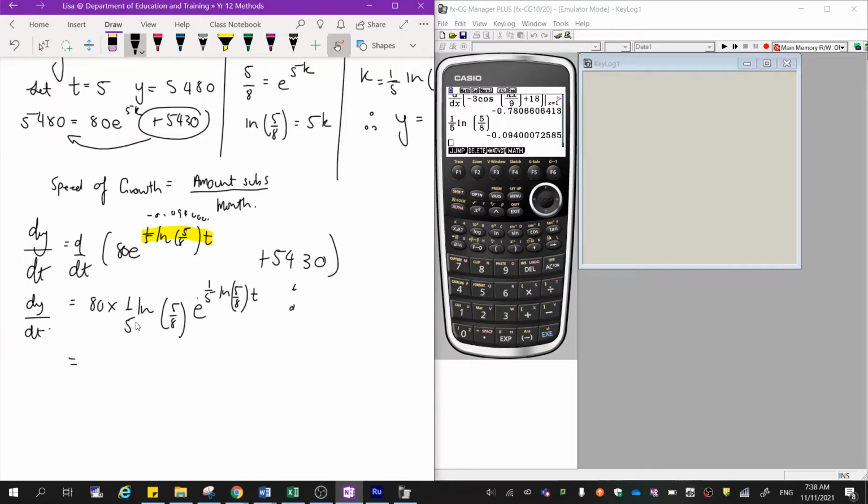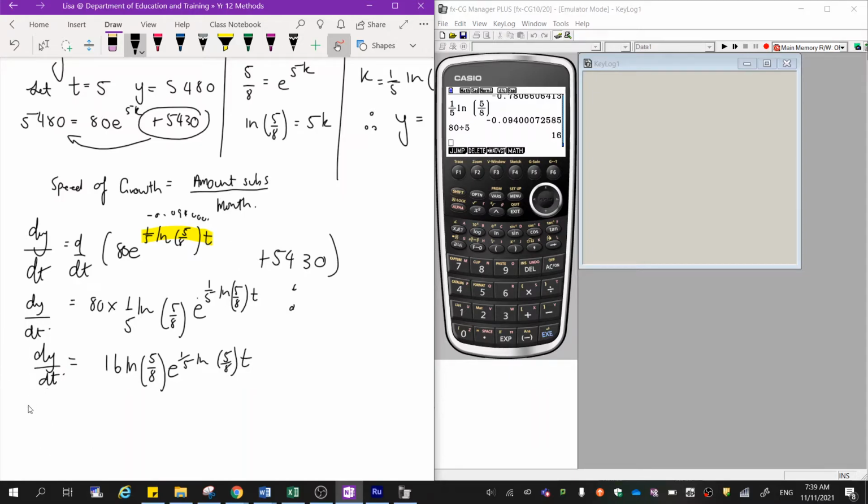Now the 80 can be cancelled out with the 5. So if I do 80 divided by 5, or I could have done that in my head, it's going to be 16. So 16 ln 5 over 8 e to the power of 1 over 5 ln 5 over 8 t. Now, while we're here, we're going to do our second derivative as well. So that is the first derivative. If I input a time for the month, so if I input 3, that will tell me in the third month what is the amount of subscribers that were subscribing per month.